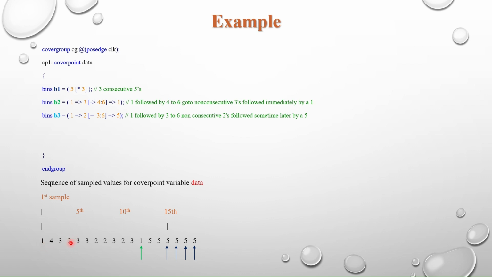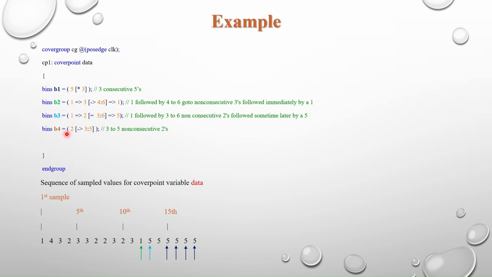So here 1 is there. After 1, 2 can come at any time, and 2 has to repeat at least 3, 4, 5 or 6 times. So 1, 2, 3. Three times 2 has repeated. After that, anytime 5 can come, right? So here 5 is there. So this bin is covered here. And after that there is no 1 to count from the beginning, right? So this is one sequence, and it has been covered for 1 time.